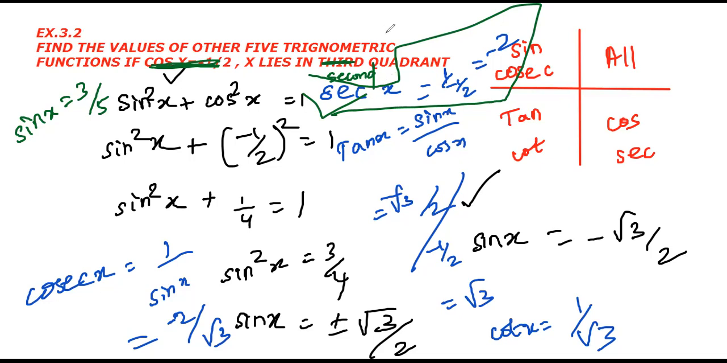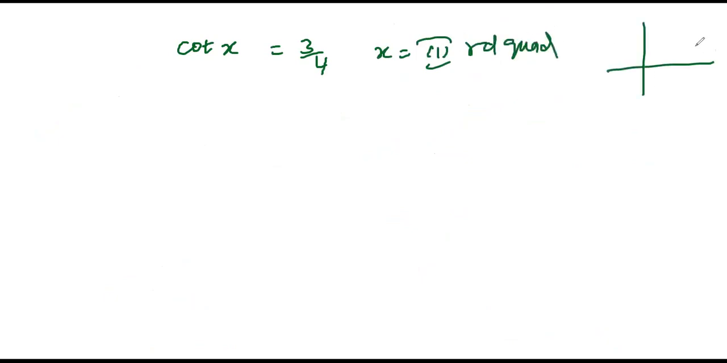Shall I erase it? Yes, ma'am. The next question is also the same. They are giving cot x is equal to 3 by 4 and x lies in the third quadrant. This is also pretty much the same. Silver teacup.